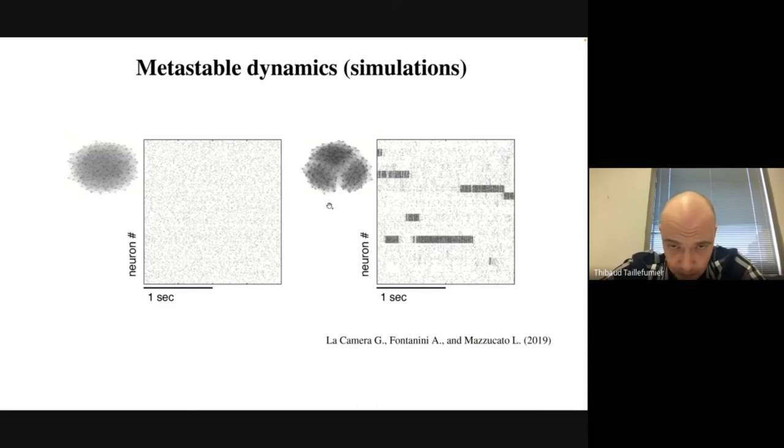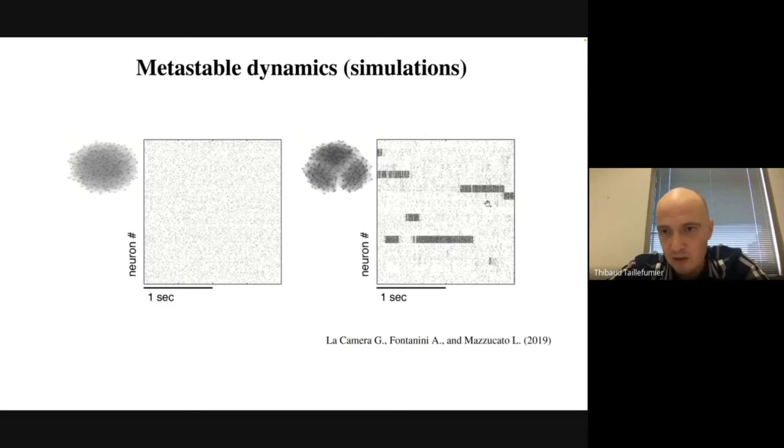Now, if you put structure in the network, and the structure doesn't have to be very complicated, in this case you will basically cluster the neurons of your network in three clusters. In each cluster, there's a strong degree of excitatory recurrence, and across clusters, there's going to be diffuse inhibition. Just this basic structure is enough for the spontaneous activity to exhibit what we call metastable behavior.